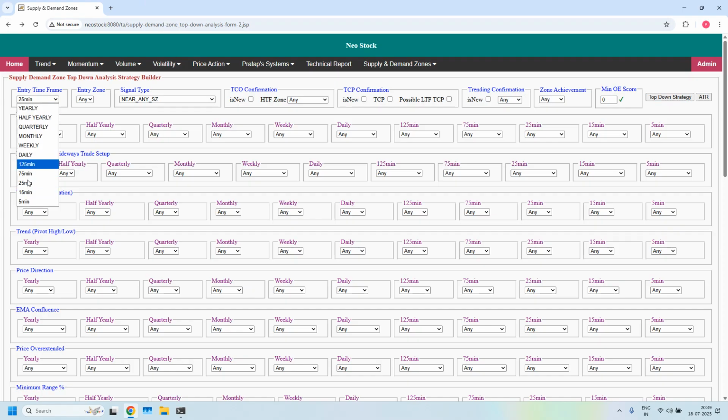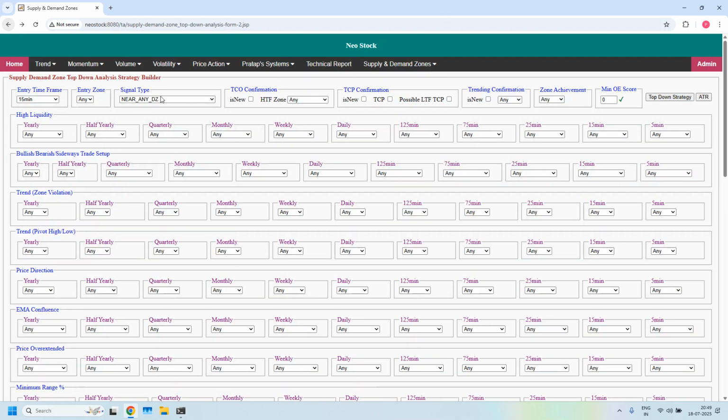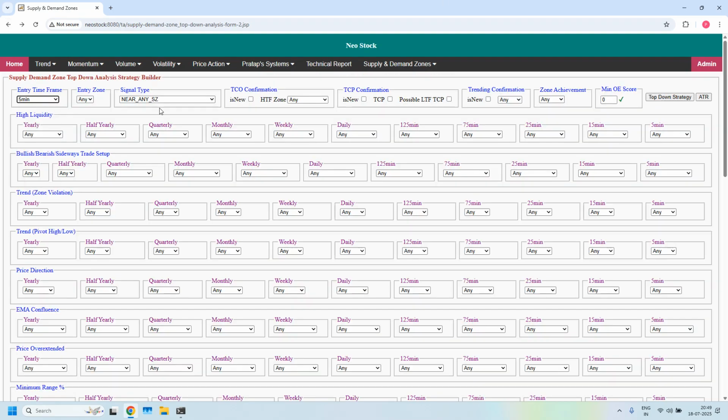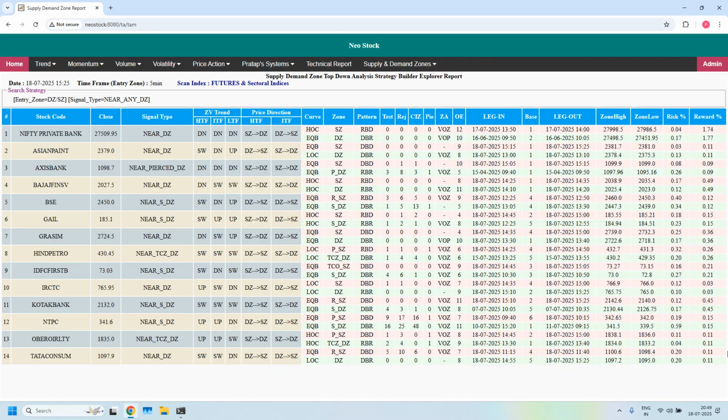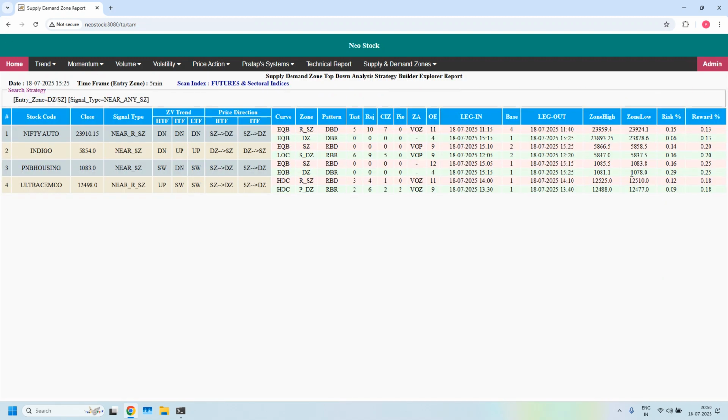Next time frame is 15 minutes. Stocks near to the 15 minutes demand zone, we got 9 stocks. Next, stocks near to the 15 minutes supply zone, we got 3 stocks. Next time frame is 5 minutes. Stocks near to the 5 minutes demand zone, we got 14 stocks. Next, stocks near to the 5 minute supply zone, we got 4 stocks.